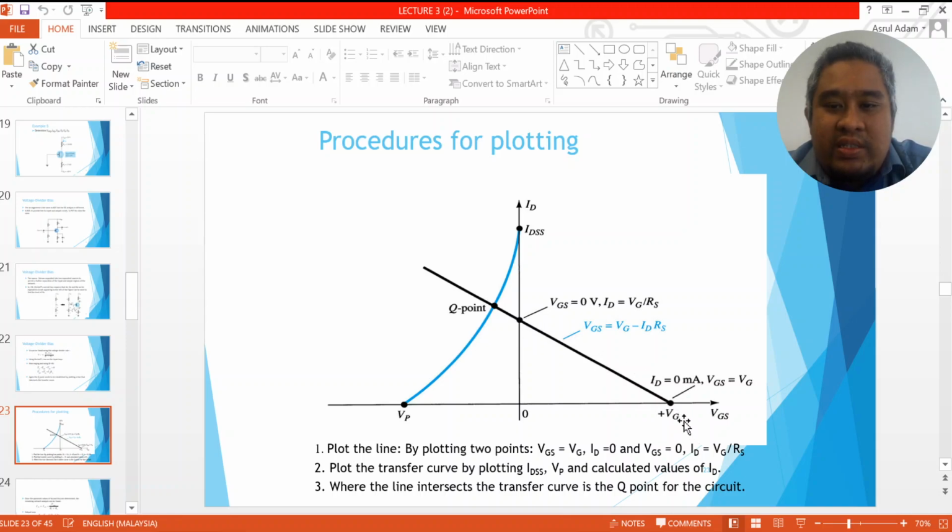After we plot the first and second points, we just draw a straight line between them, and then we can find the intersection point between the blue and the black line. By this intersection point we can find the VGS and ID values. This is the idea of how to do the DC analysis for the voltage divider.